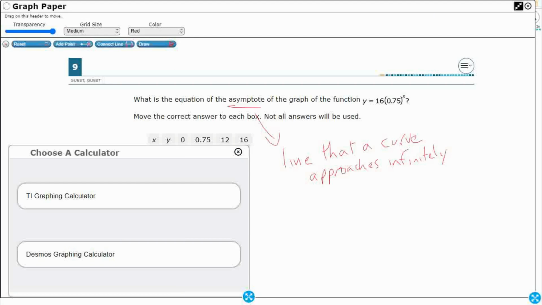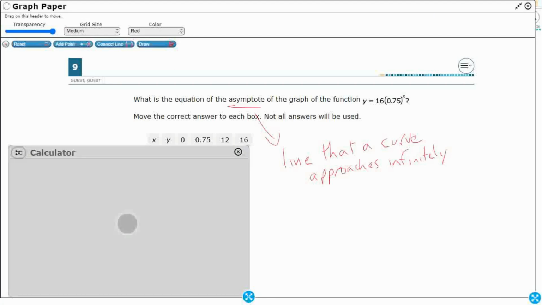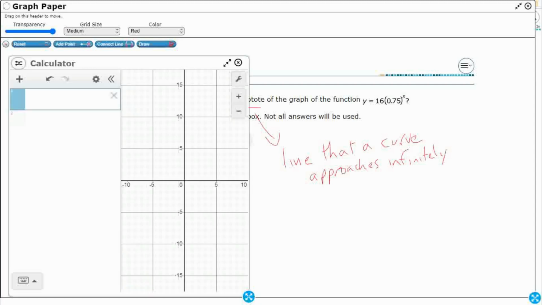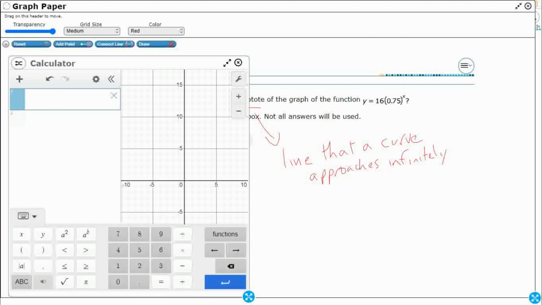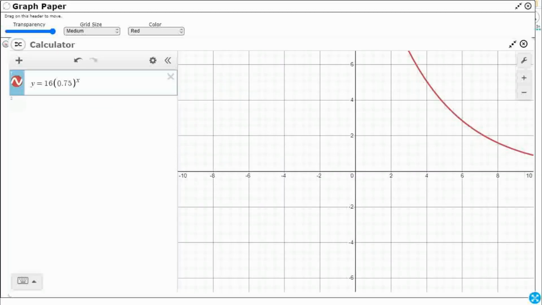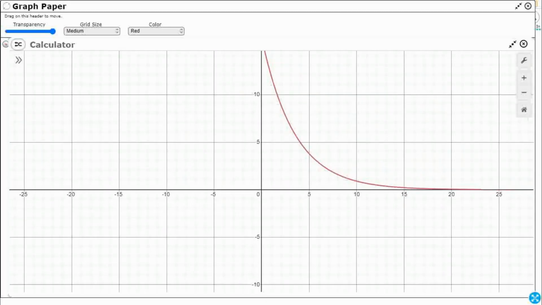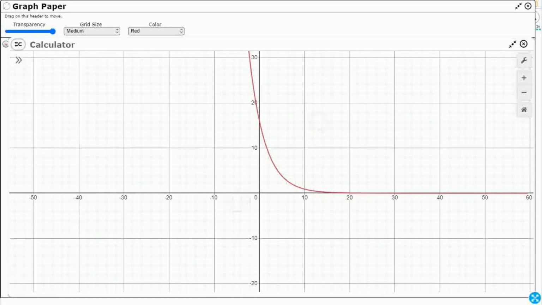You can choose either one, right? I'll just use my Desmos here. A little bit easier to zoom in and out because I want to show you what the asymptote is. So we are going to just graph this the way they want us to. So y equals, then I've got my 16, and then it's going to be 0.75 inside. And then I need to exponent that up, and there's my x. Okay, so let's figure out what we got working here. Okay, so we see this exponent graph.